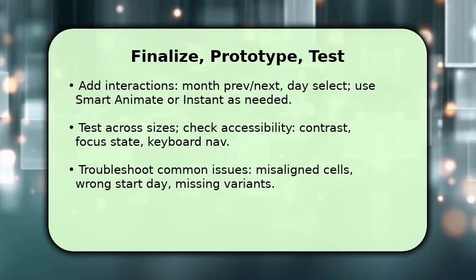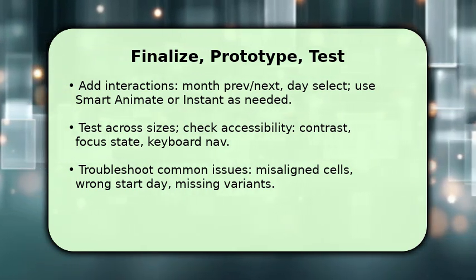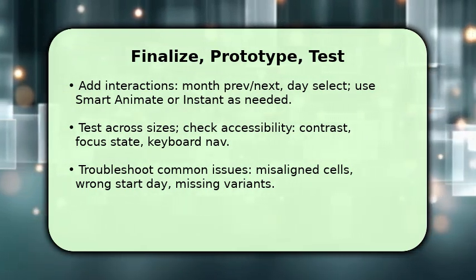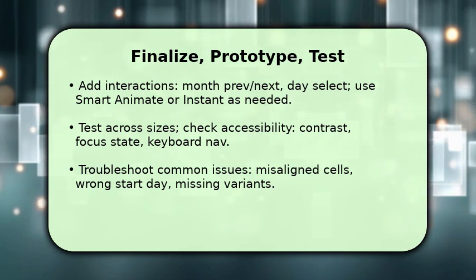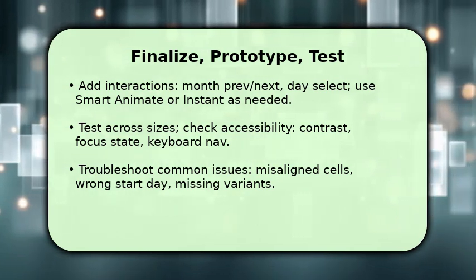If something goes wrong, first check variant naming and auto layout constraints. Misalignment often comes from inconsistent padding or an incorrect week start setting.